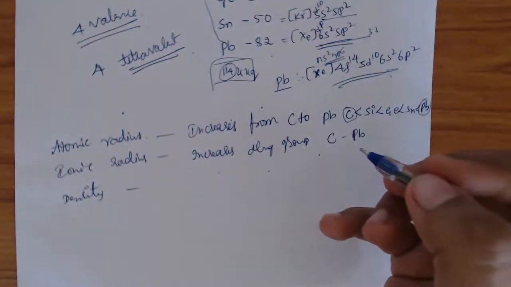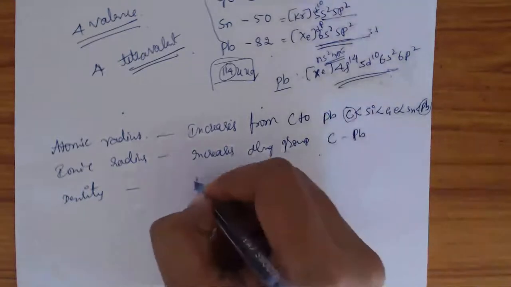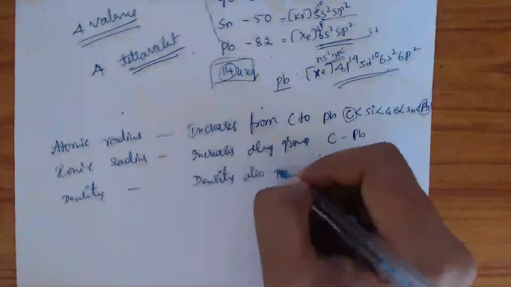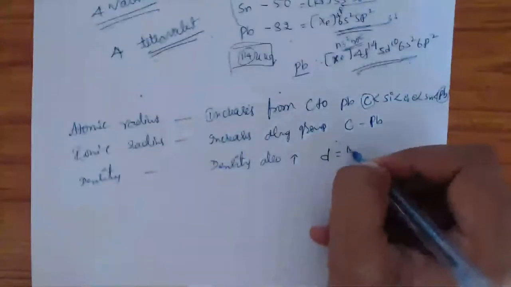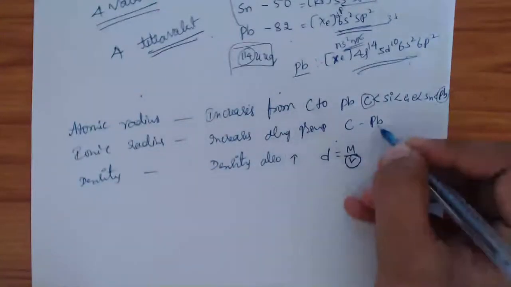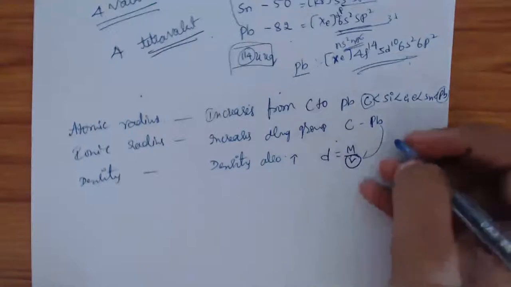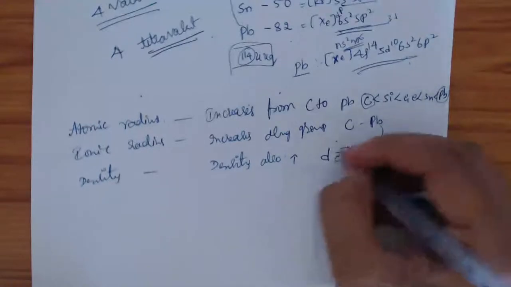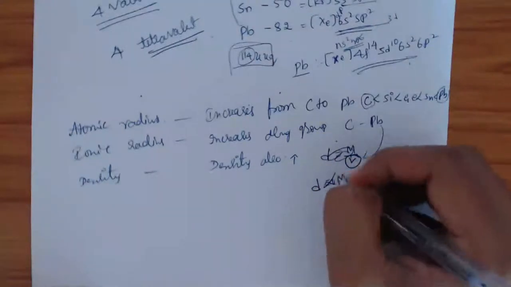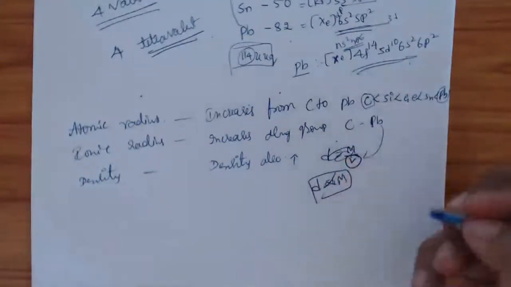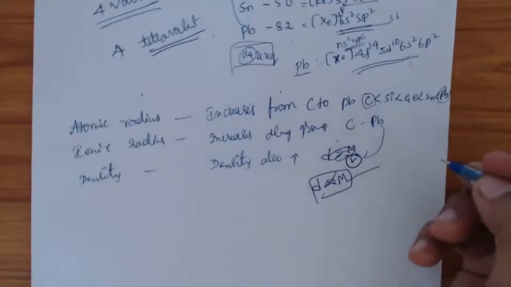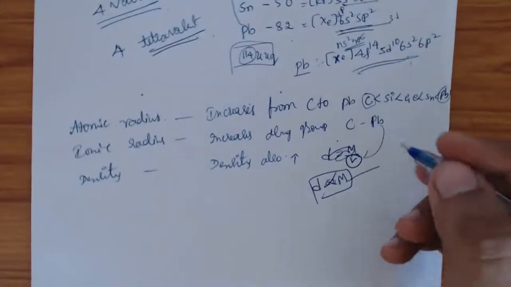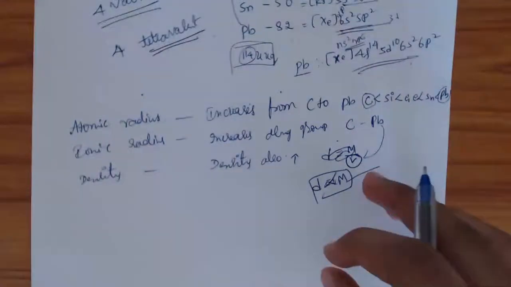Next one, the density. So density also increases, students. Why? Density is equal to mass by volume. Volume means nothing but size. Sorry, density is directly proportional to mass. Along the group, the mass of the atom also increases. If mass increases, then density also increases. Okay. Next one.